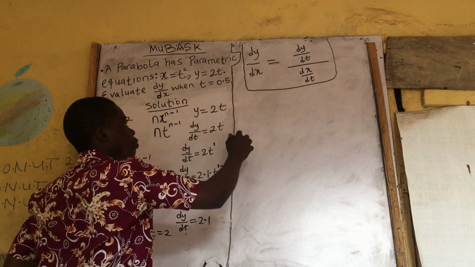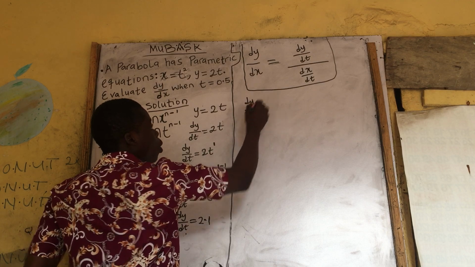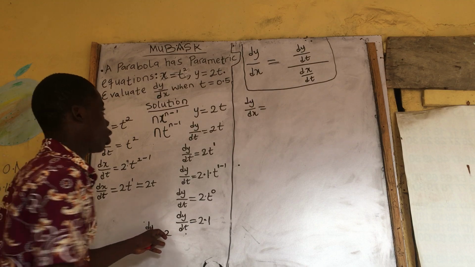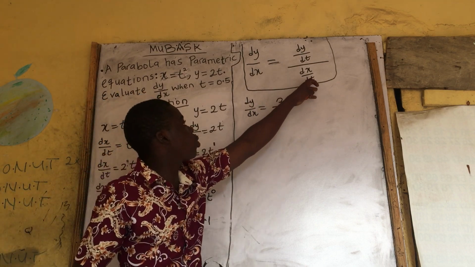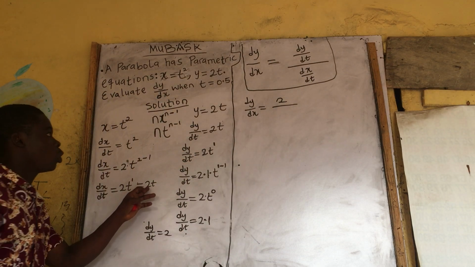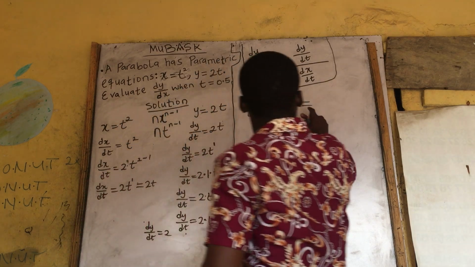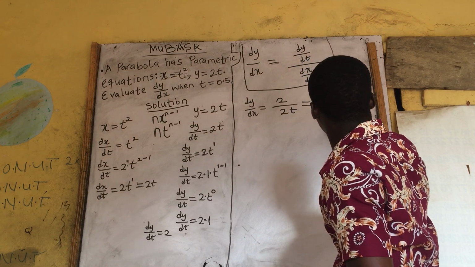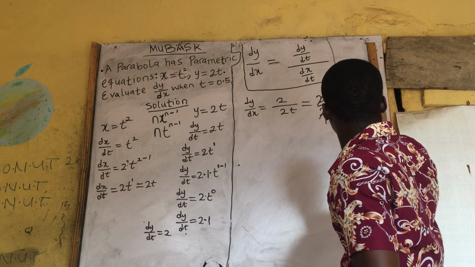So let us substitute the values into it. The dy over dx now equals what is our dy over dt? Our dy over dt is 2, divided by our dx over dt, which is 2t. And also equal to 2 all over 2t. 2 divided by 2 is 1, so equal to 1 all over t.